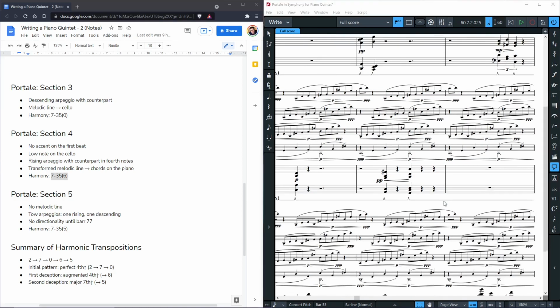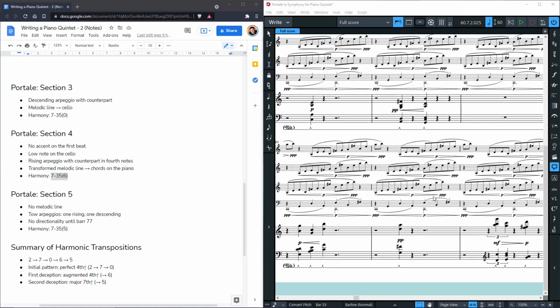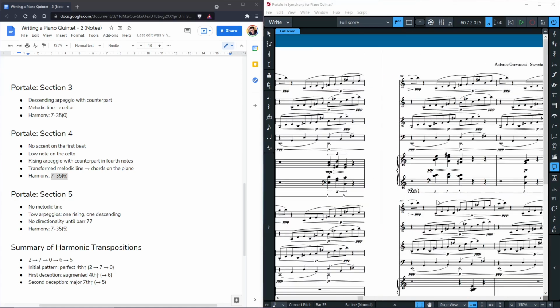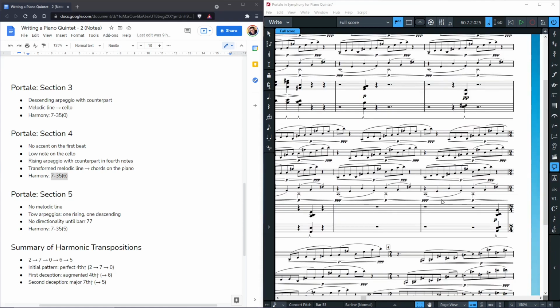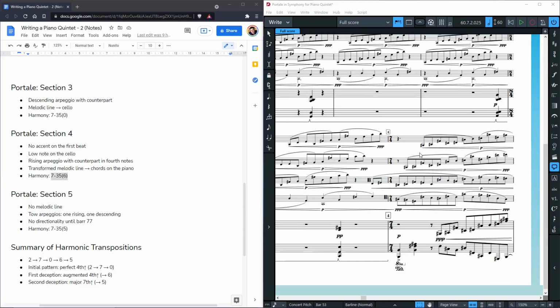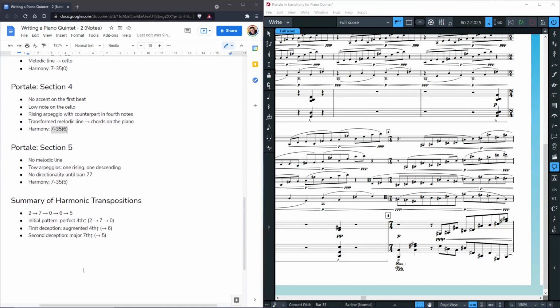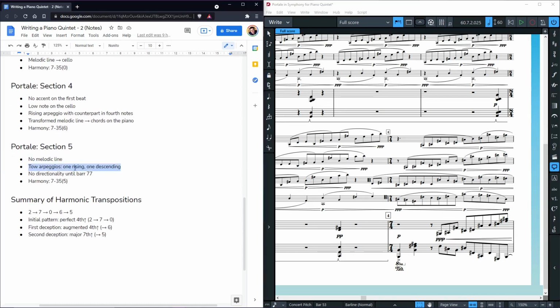Finally, in the fifth section, the melodic line, or the succession of chords, is abandoned, and the music consists only of arpeggios, one ascending, the other descending. This continues for 6 bars, with no indication of where the music is going, until at bar 77, a ritardando signals that we are nearing the end of the movement. The set is now transposed to note 5, in other words, it's lowered by a semitone, although it's better understood as having been raised by a major seventh.